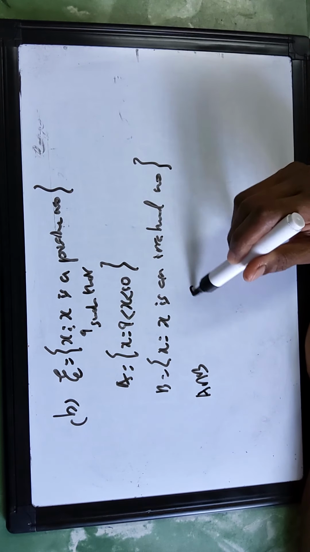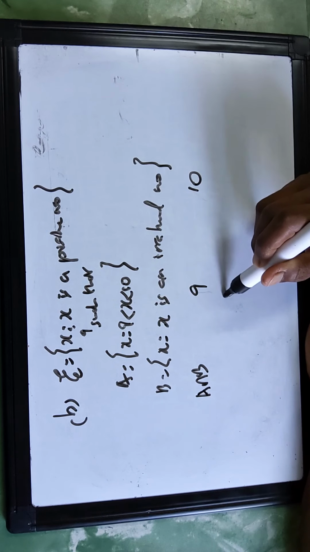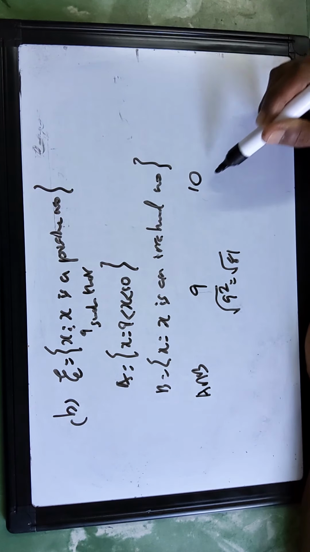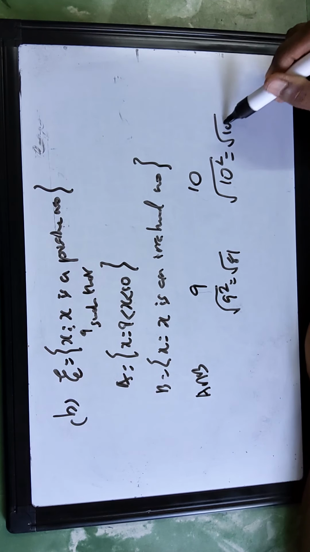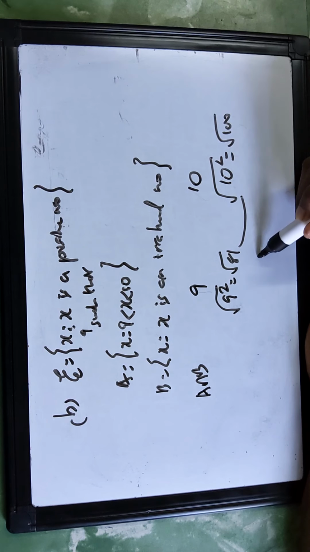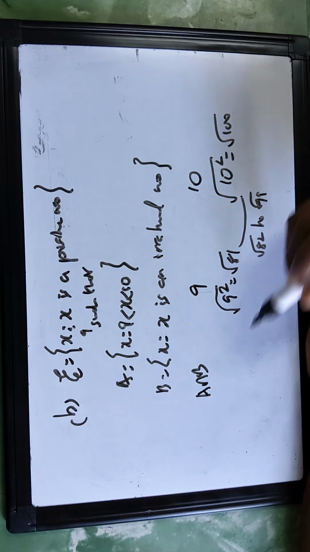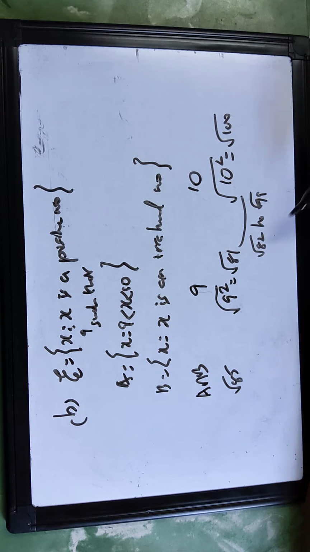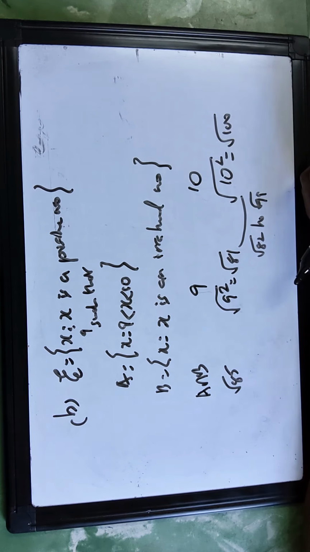So between 9 and 10, we can take a square root. Just square this 9 and then take the root. That's root of 81. The same applies to 10. Square it and take the root of it, root of 100. So any root between root of 82 to root of 99. So I can take as answer root of 85, for example. So any root between root of 82 to root of 99 is an element of A intersection B.